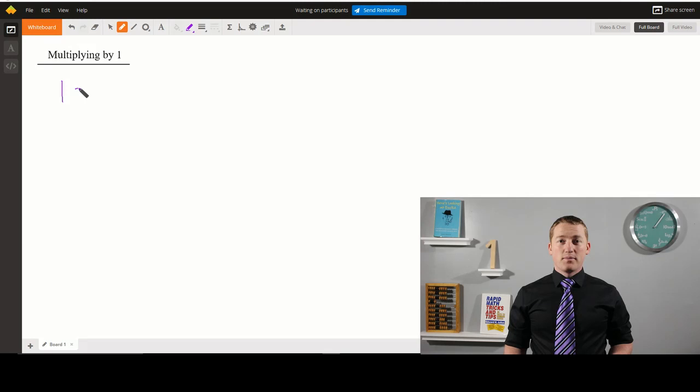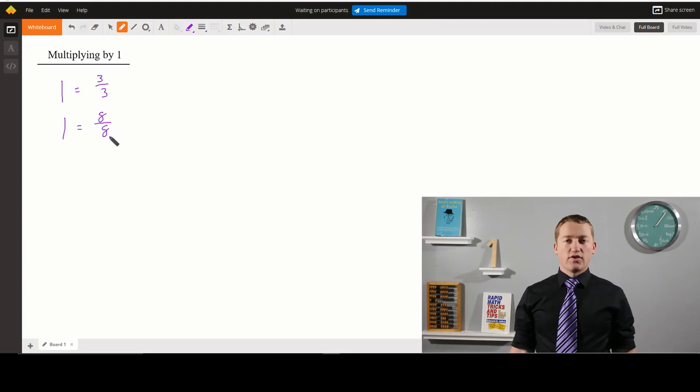Now where it's really useful is that 1 can be written in other ways. For example, you can write 1 as the fraction 3/3. 3/3 is the same as 1. You can also look at it as division. 3 divided by 3 equals 1. You could write 1 as 8/8.